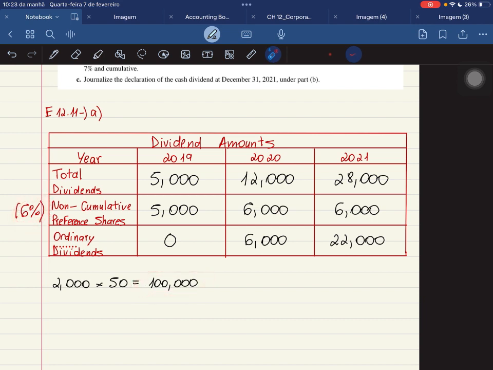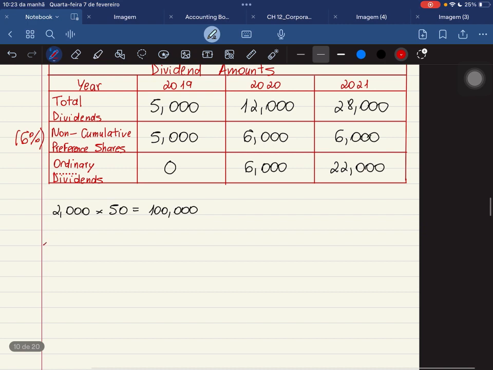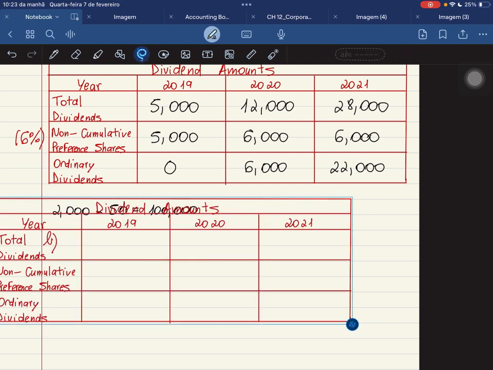And then the ordinary dividends, sometimes you might have a 0 if you don't have other dividends, but at the same time you might have more as well. Okay, so this is going to be letter A. For letter B, you basically have to do the same thing, but with cumulative dividends.